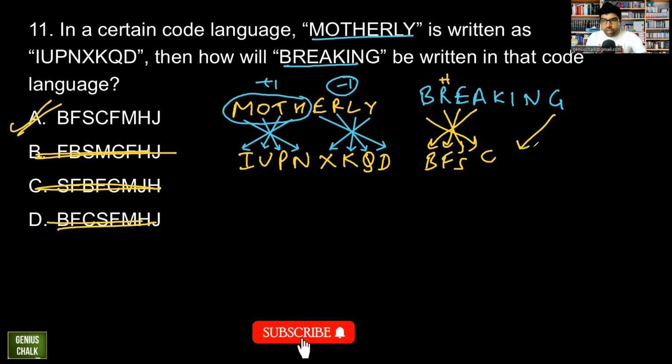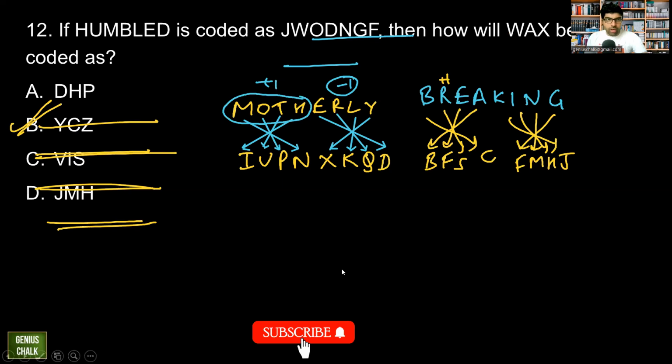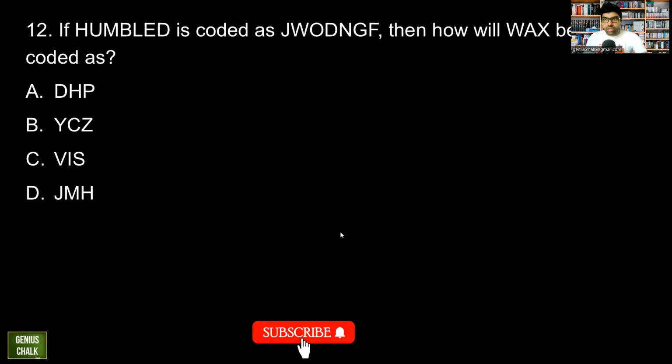Next must be -1. So FG, JK, N, it's M. Then I should be H. So this is my answer, option A. Next one, if humbled is coded as this, then how should wax be coded?